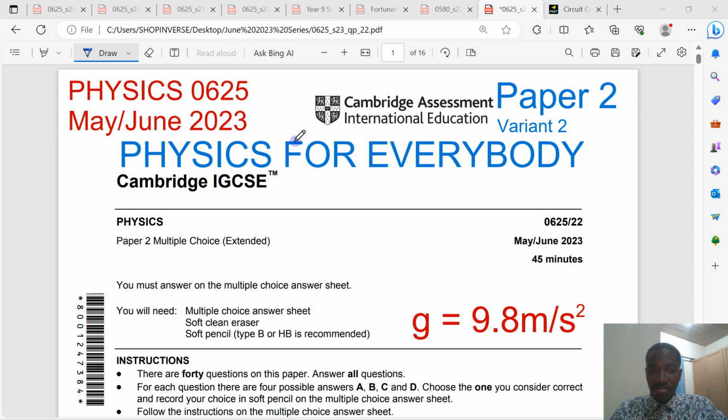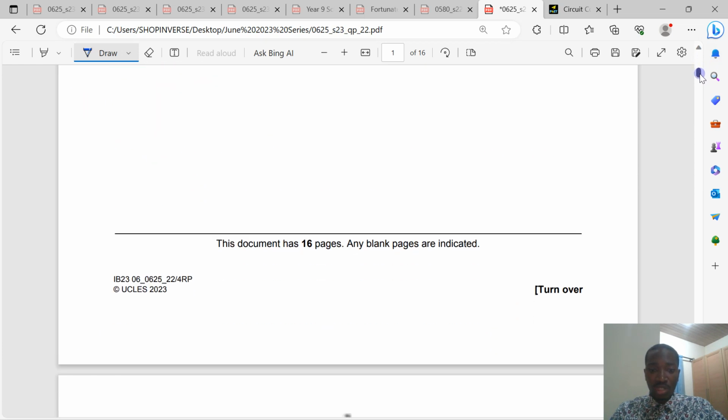Do not forget, from the 2023 curriculum, we use the value 9.8 for acceleration due to gravity, or the gravitational field strength on the surface of the Earth. So we are going to be solving all these questions.